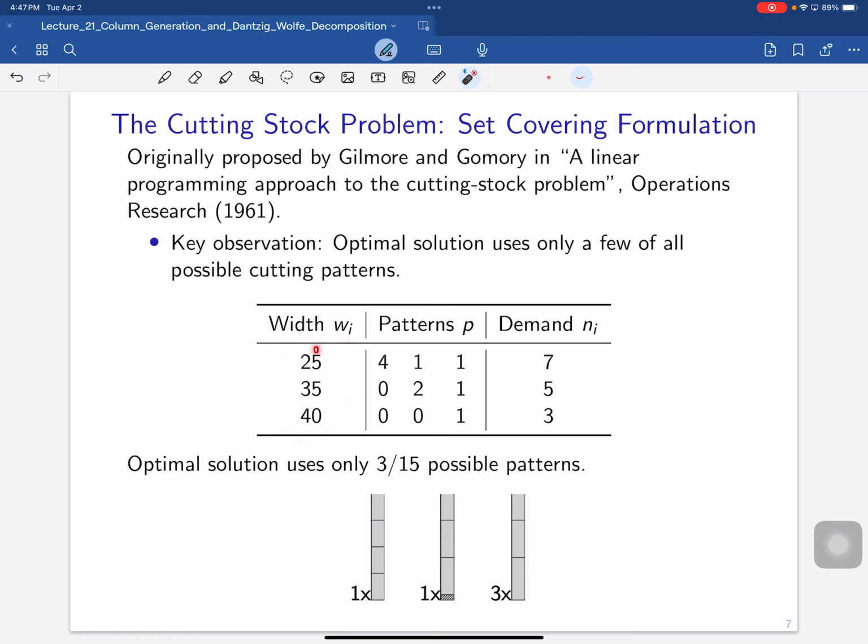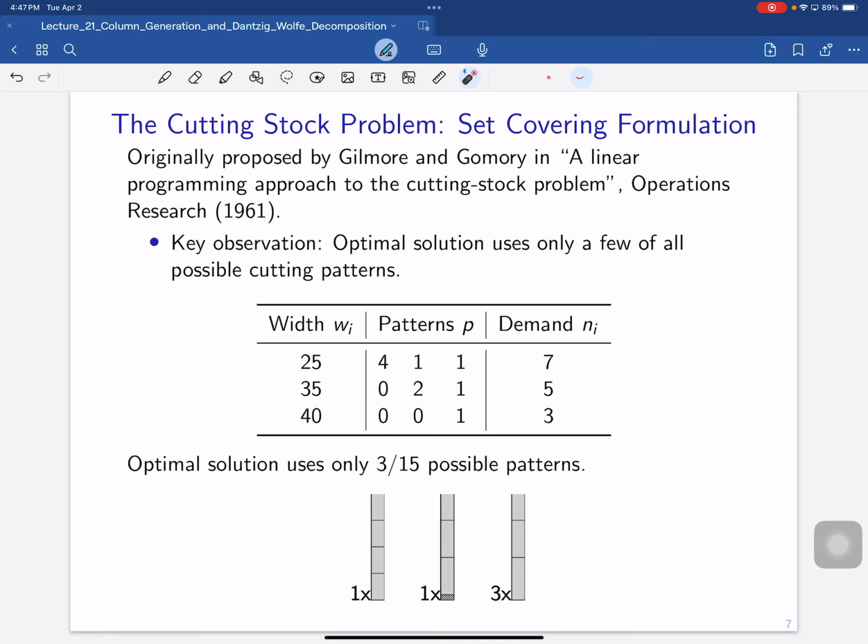The demands are for these 3 different widths. By cutting pattern, what we mean is the following. For example, each of these columns is a cutting pattern. The first pattern will get you 4 of the 25 inches paper rolls, and then you get 0 for the 35 inches, 0 for the 40 inches. In the second pattern, you get 1 of those 25 inches and then 2 of the 35 inches. That's the second. You can cut 100 inches in this way.